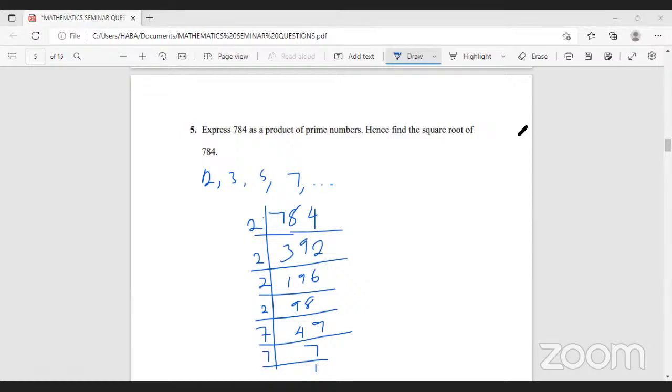After that, to express it as a product of the prime numbers, it is equal to 2 times 2 times 2 times 2 times 7 times 7.